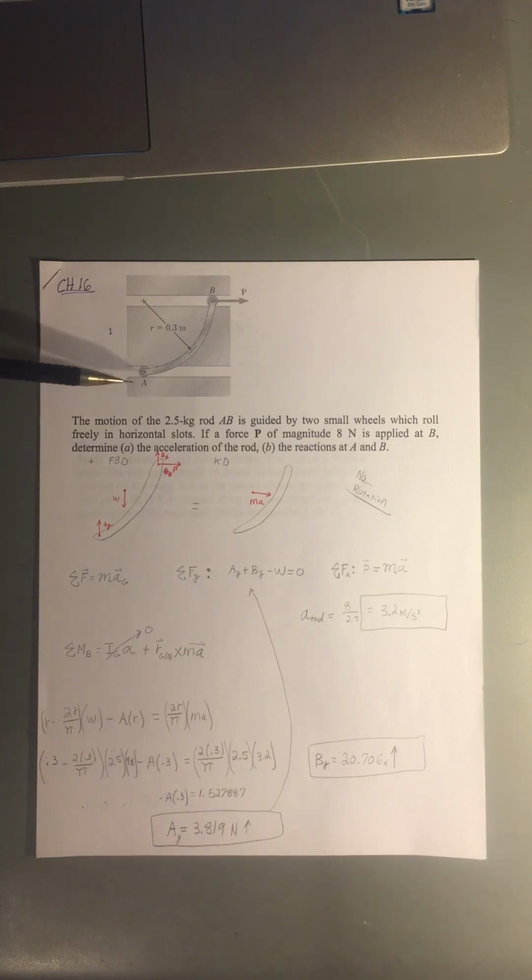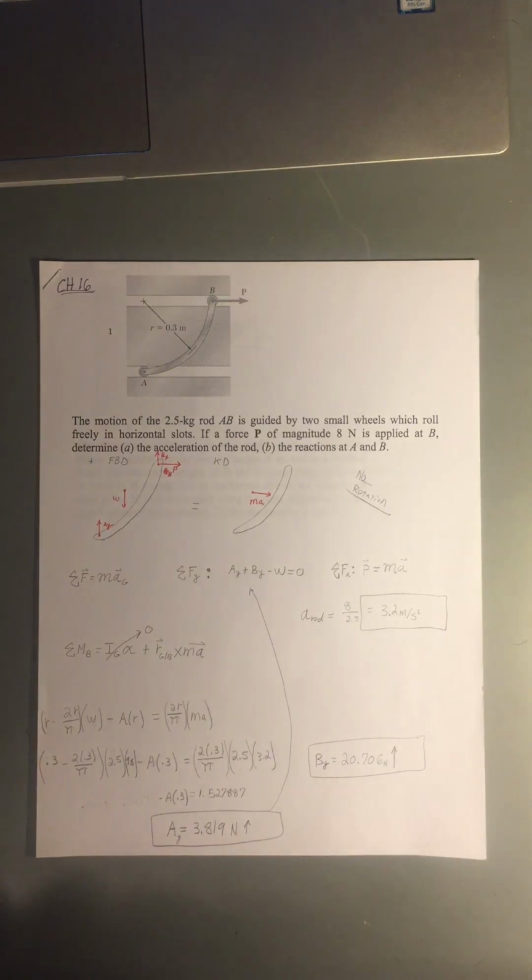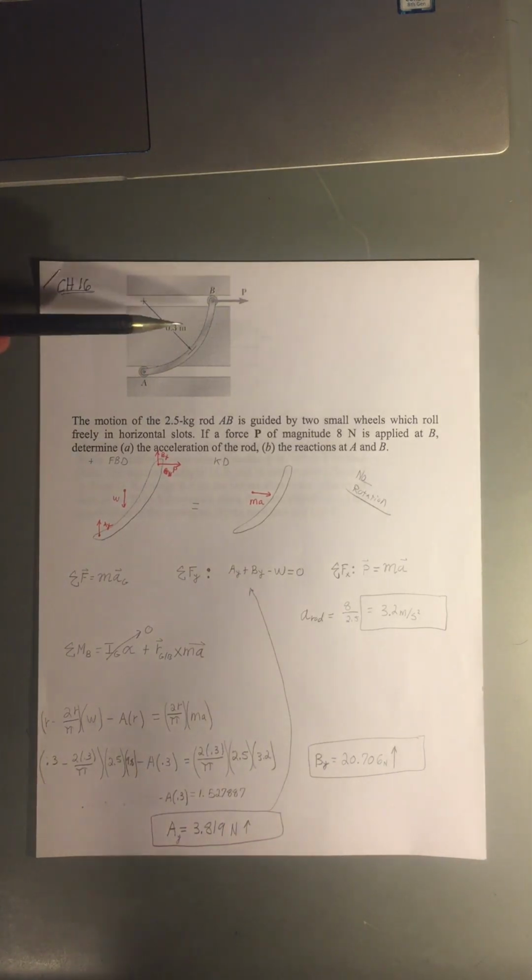And in this problem here, we have this piece of rod here that's a quarter of a circle, and it has a wheel on each end, and it's rolling in this track here. And the first thing it wants us to determine is the acceleration of this rod due to this force P pulling it to the right. And so we know that there's going to be no rotation because of these tracks here.